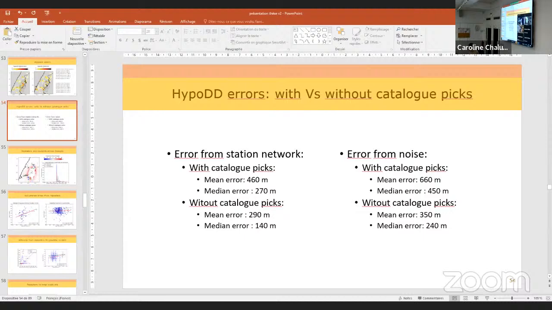Yeah, the main thing is, removing the catalog picks, just taking the correlation coefficient picks, it does actually improve the errors quite a lot. However, it's still not really at the size where it would be helpful to determine whether two earthquakes are repeaters or not. So we still have like 300 meters of errors.